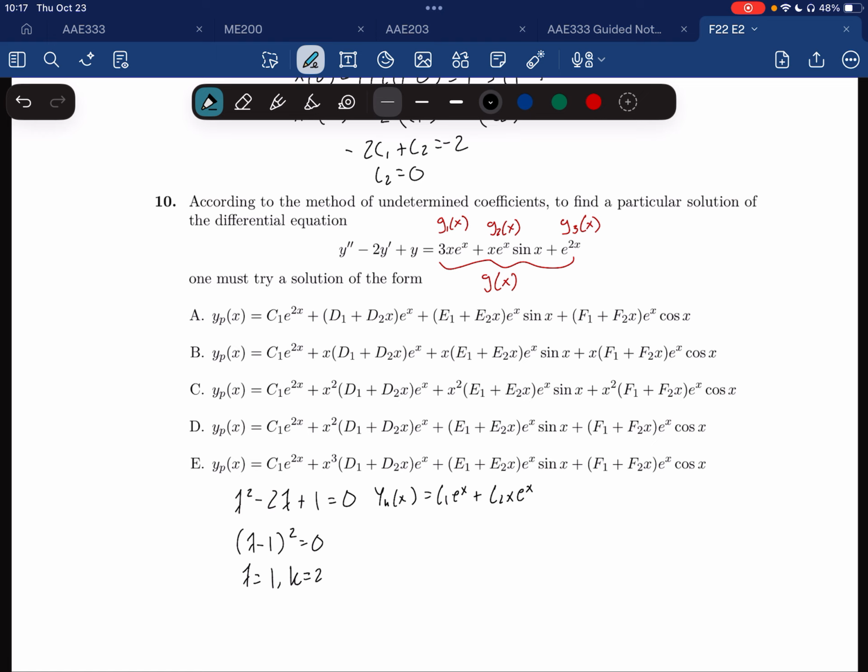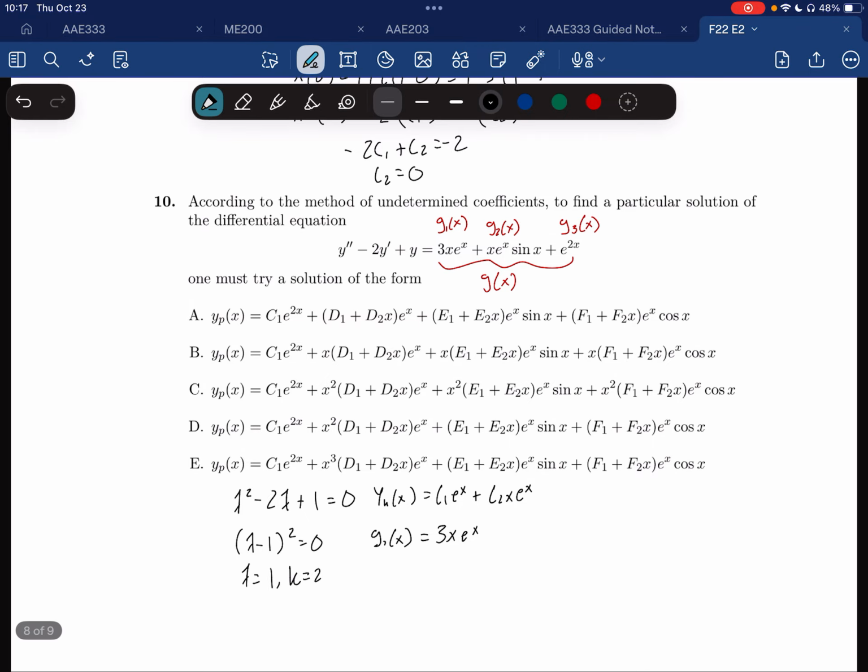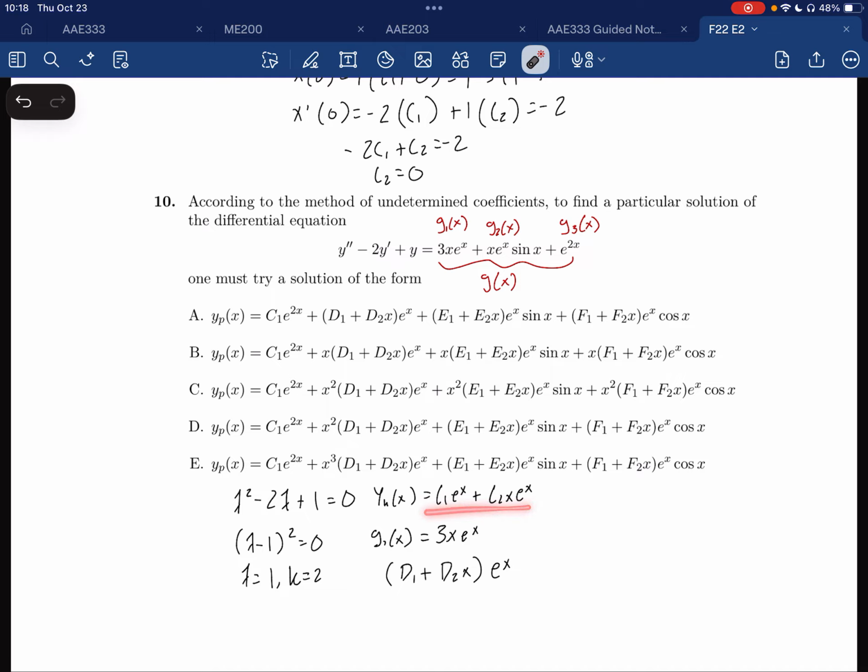And now we can look at our right-hand side. Let's look at G1. Again, it's a polynomial multiplied to the exponent e to the x. A polynomial of the first degree, right? So a generic polynomial of the first degree is going to be d1 plus d2 x times e to the x. If you notice, that looks a lot like our partial solution right here. And we don't want that because those would just end up combining and not giving us our full solution, right?